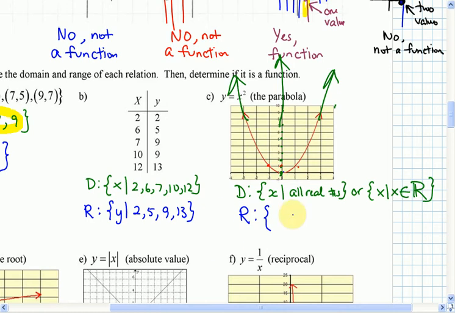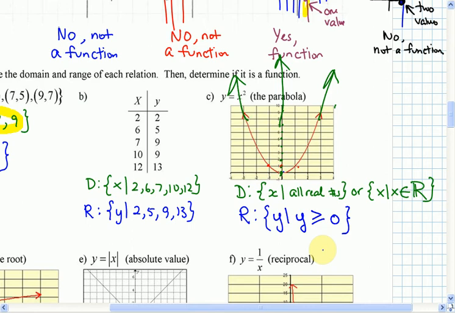This is what you would say. y belongs to the set of numbers where y is, I just said it, bigger or equal to. How do we write that down? A greater than or equal sign, yeah. 0. That's it. Okay. That's how you describe the range.